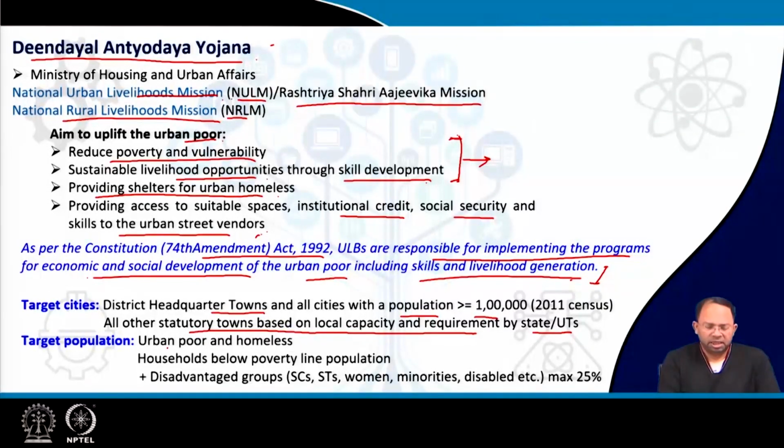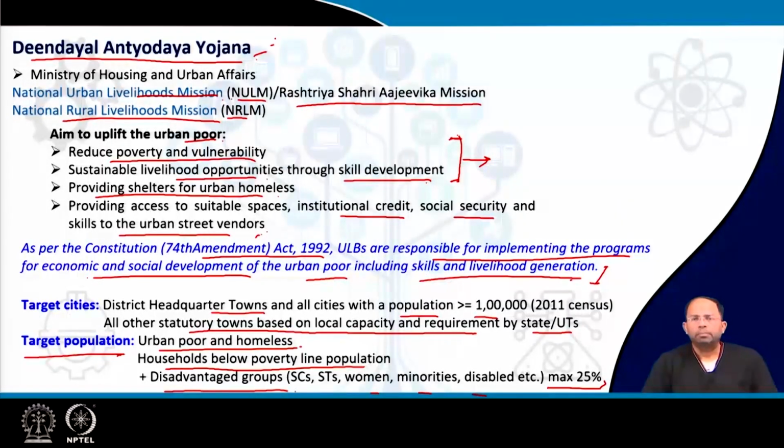The target population is primarily the urban poor and the homeless, but sometimes it's difficult to determine who is urban poor. So in that case, households below poverty line are considered, plus certain disadvantaged groups such as SC/STs, women, minorities, disabled, etc. to a maximum extent of 25% is also considered while determining the target population for this particular scheme.